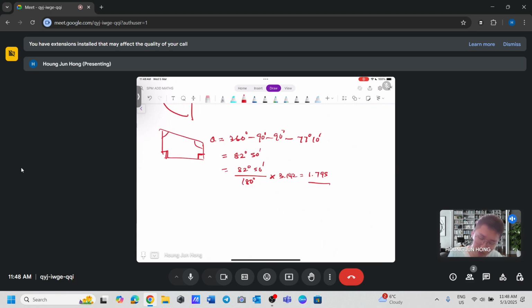Again, why do we use radians? Because our formula should always use radians, unless you have a triangle. So once again, half r squared theta, half times 7 squared times 1.795. This gives you 43.98.